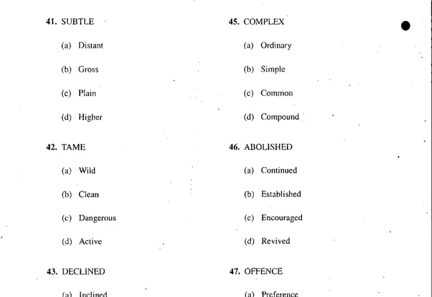Let's take up some more examples which have been given here. And all these, what we are studying, are antonyms. Okay, subtle. Subtle is very precise, very fine, a subtle difference. We say that it's a very precise difference, but it's a very minute difference, very difficult to analyze. Now, distant, gross, plain, higher. So subtle is very fine, ultra fine, very difficult to understand. Then the opposite word of that will be plain. So the opposite of subtle is plain. So let's go to the next one now.